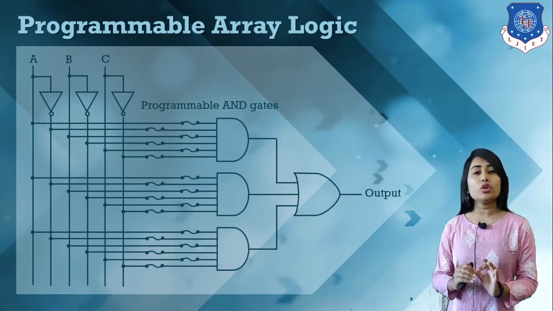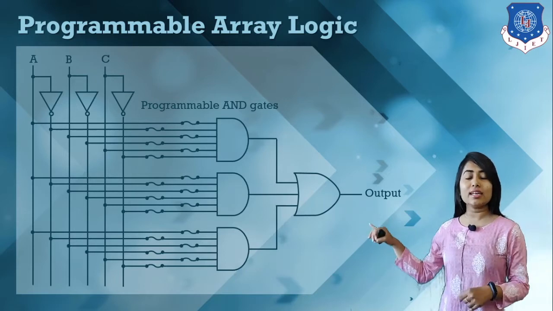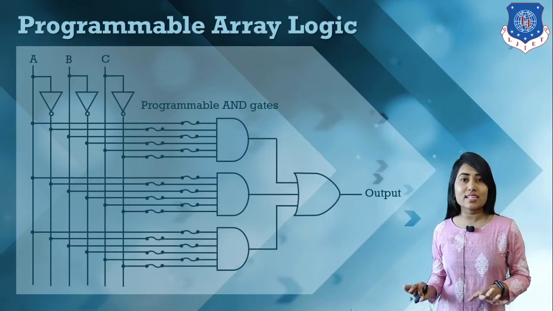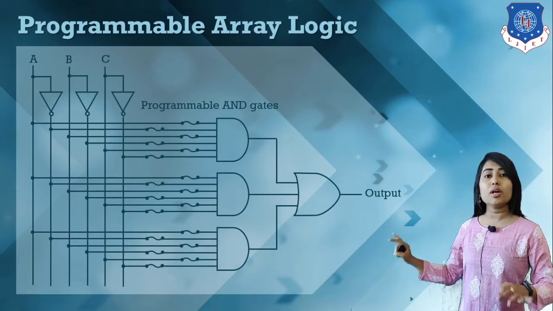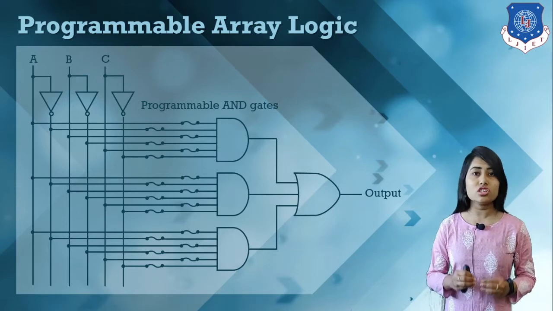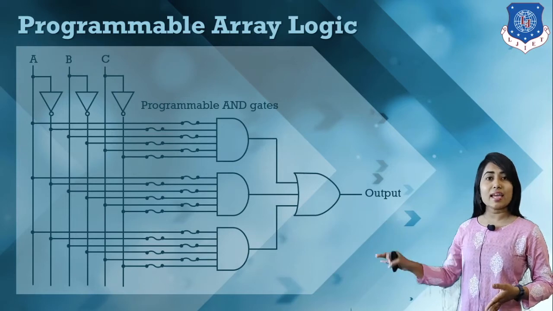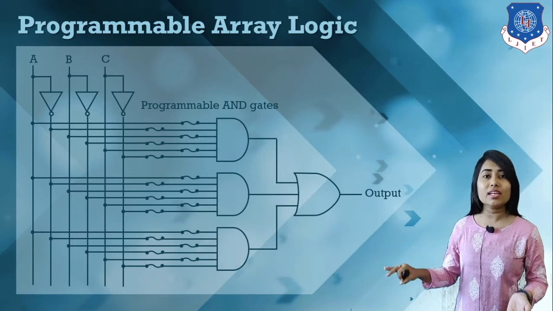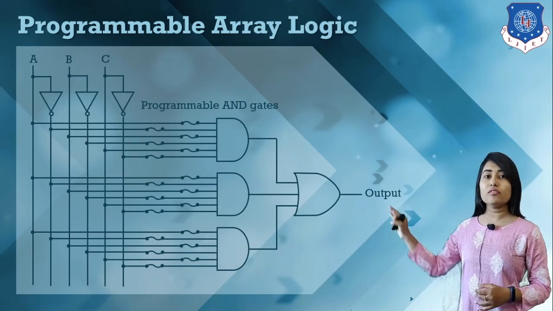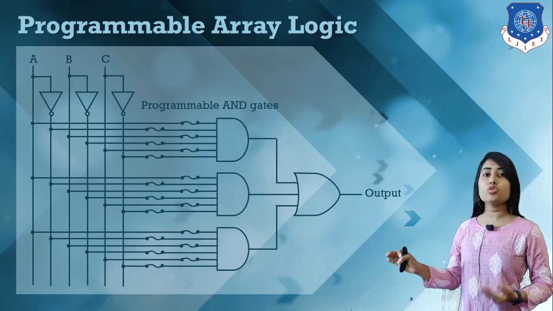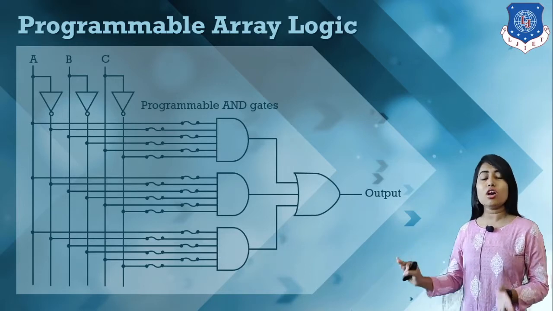Okay, if we want to connect A and B, we keep this fusible link connected and the other fusible links disconnected. Right now we have connected all the links over here, but whenever we want to design any logical function, depending on our requirements, some links are connected and the remaining links are disconnected. Here we use this kind of fusible link to mark the programming of AND gates.